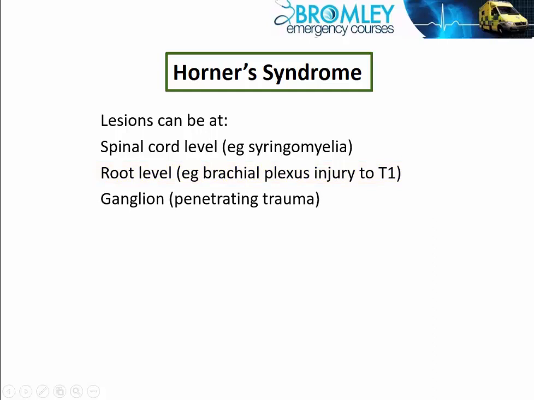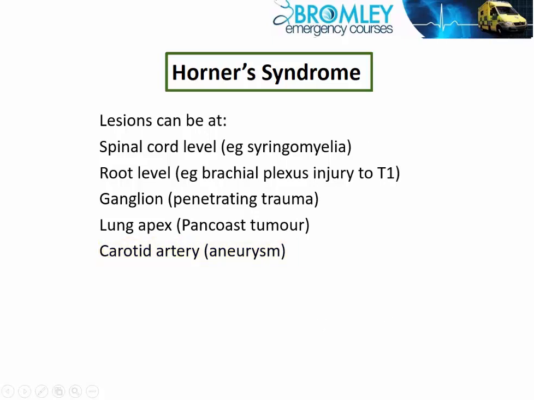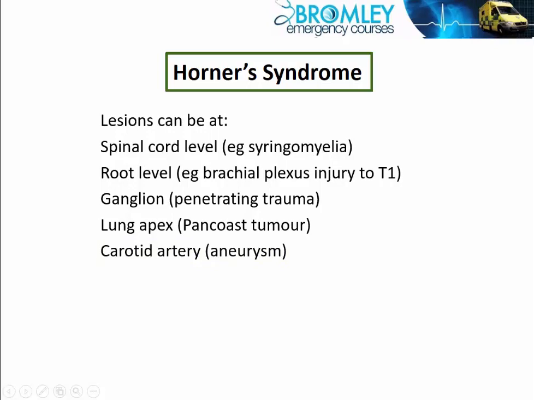Beyond T1, as the sympathetic moves towards the ganglia, there can be an interruption because of penetrating trauma. There can be an interruption because of the spread of a tumour within the apex of the lung. That's what's known as a Pancoast tumour. And then as it runs up in the wall of the artery, if there's a significant aneurysm within the carotid artery, that can interrupt the sympathetic supply. So there's a series of places where a Horner's syndrome can arise.